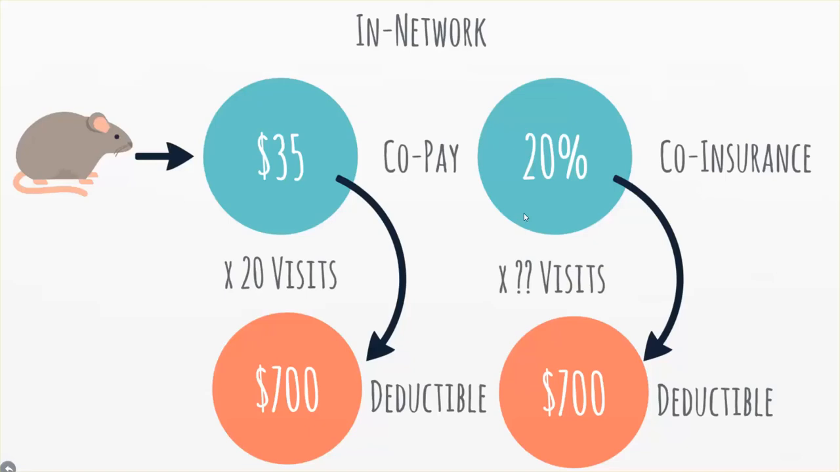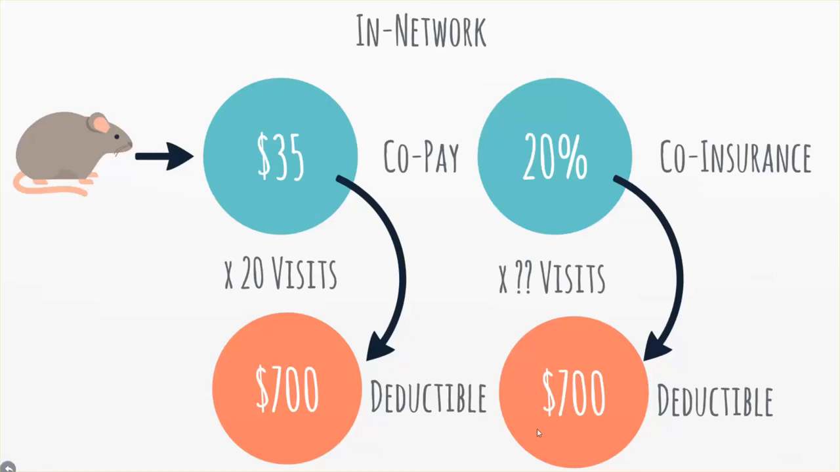Sometimes people will pay a copay for regular doctors and specialists. Sometimes you'll pay a coinsurance for either or both. Your health insurance plan, however it's set up, is unique to your plan. Everyone is very different. I'm just trying to give you some examples. So Mr. Mouse goes to see a specialist where his health plan says he pays 20% of the full bill. We don't know how much that full bill is, so we don't know how many visits Mr. Mouse can do until he hits that $700 deductible.